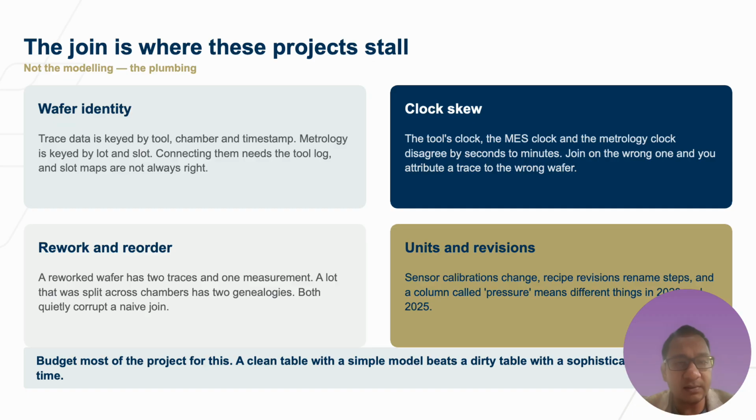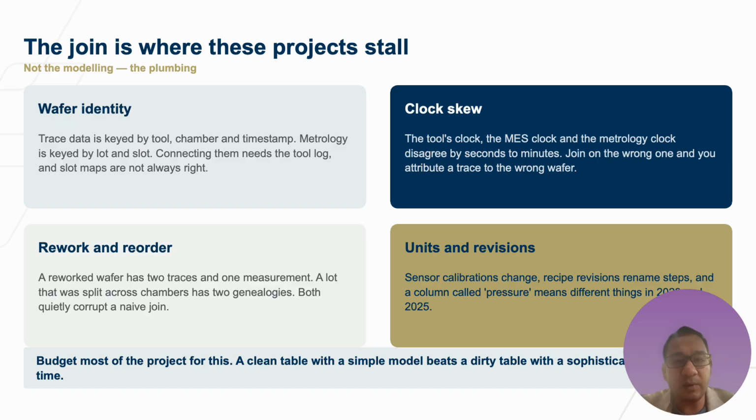Your model then learns a relationship that is off by one, which degrades quietly rather than failing loudly. A reworked wafer has two traces, one measurement. A lot split across two chambers has two genealogies, both corrupted by a naive join, and neither raises an error. Sensors get calibration changes. Recipe revisions rename steps, so your step-based segmentation silently starts summarizing the wrong window. A column called pressure can mean different things in 2023 and 2025.